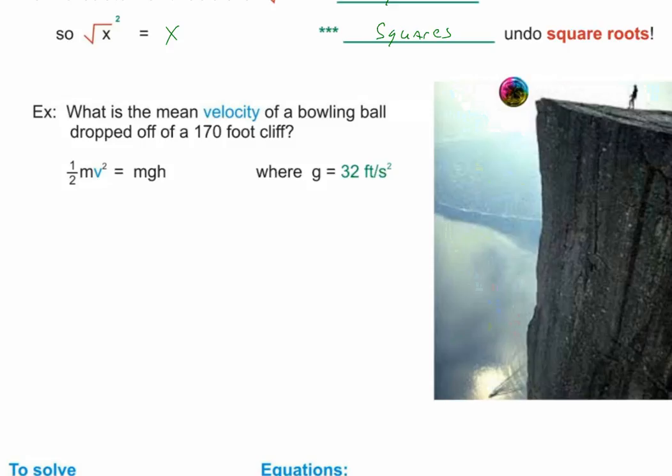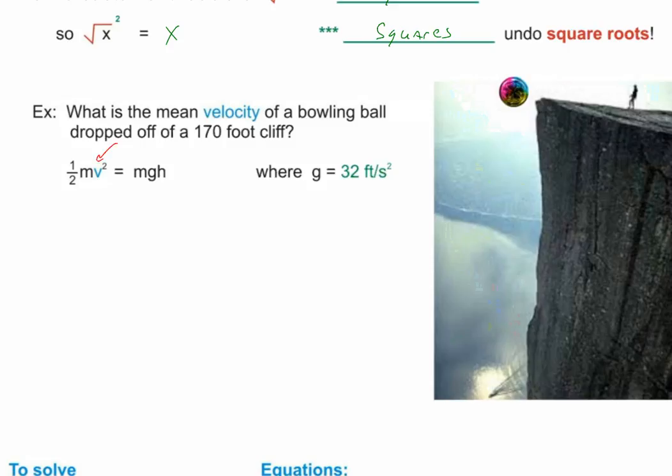What is gravity in the metric system? What's its value? Do you not know? Maybe you're too young. 9.8 meters per second squared. All right, whatever. You did know 32 feet per second squared. That's standard gravity at sea level. It changes a little bit as you get away from the center of the earth. What do you think m would be?